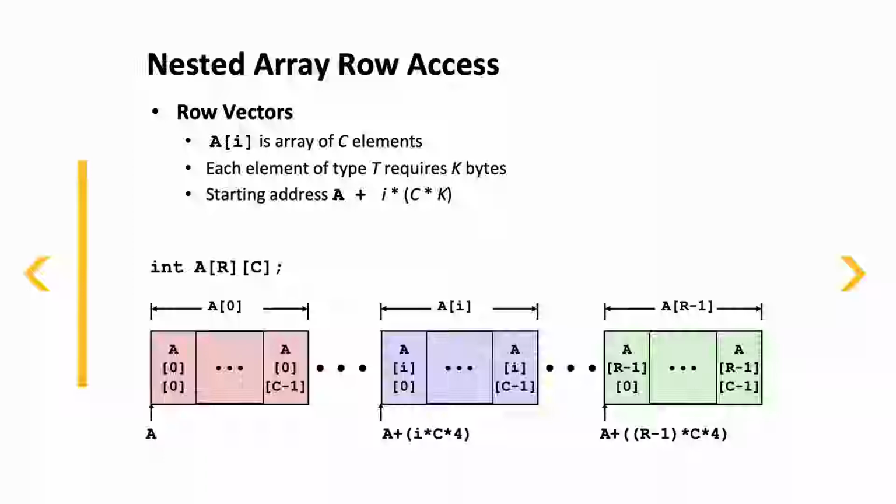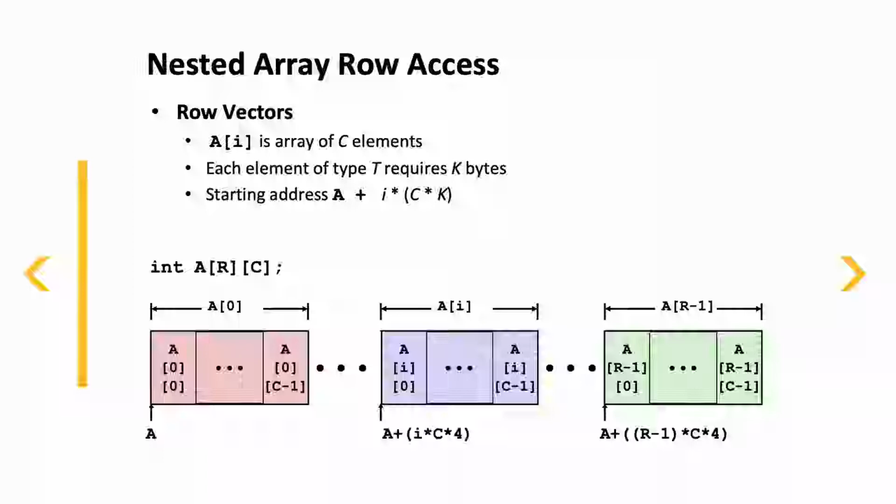So each element of type T requires K bytes. So the starting address is just going to be the index times C times K, right? Times the number of columns times the size of each element within a column. So if I want to get to A at index I, right, the row that's stored at index I of our outer array, I just take the index of that times C times 4, because 4 is the size, and that lands us out at the appropriate row.